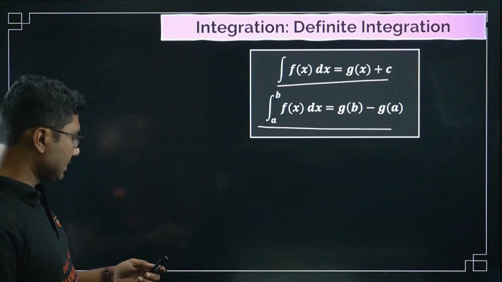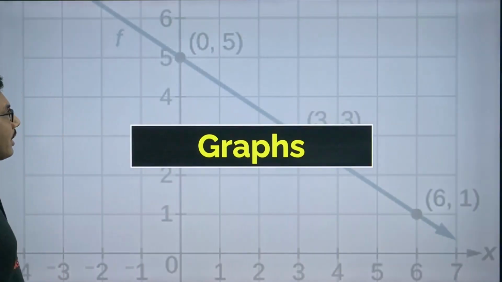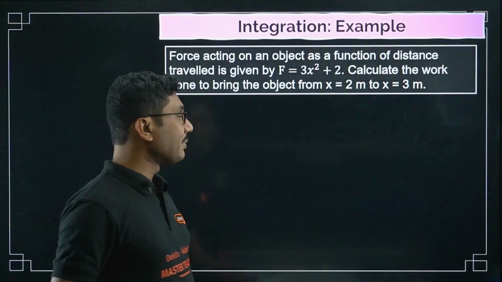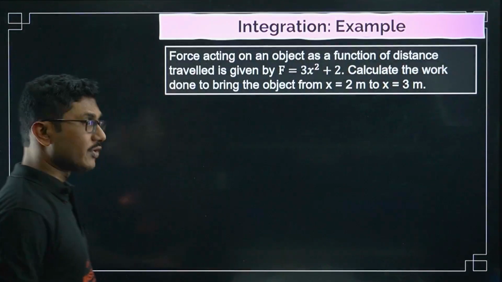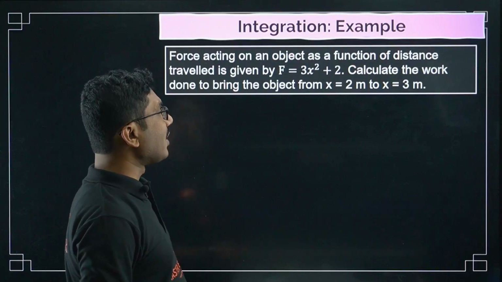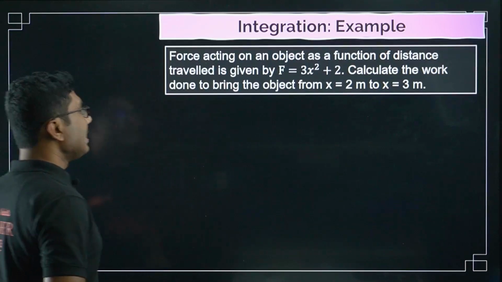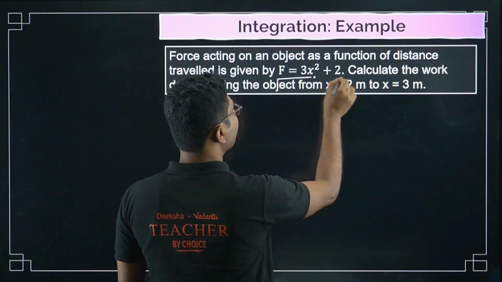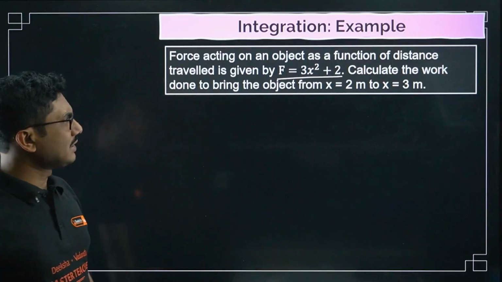Okay, now let's continue with, okay, we have one example question as well. This is taken from your first PU. Force acting on an object as a function of distance travelled is given by F equals to 3x square plus 2.